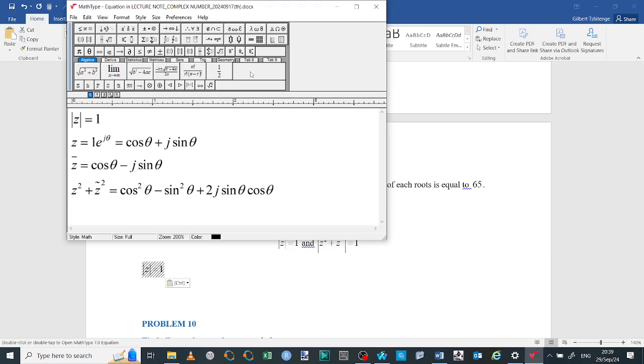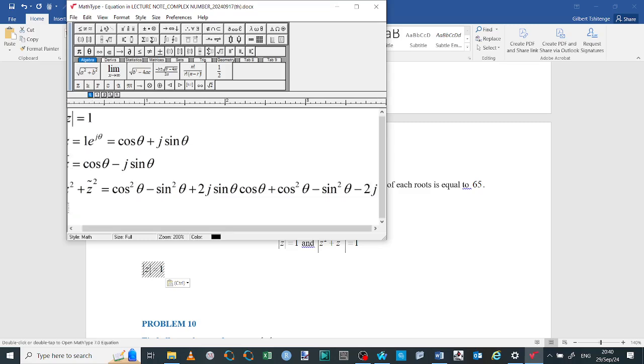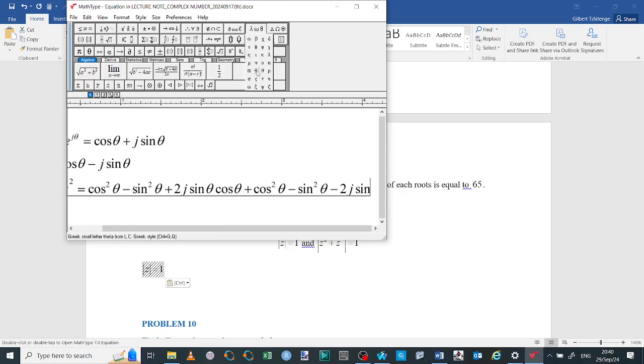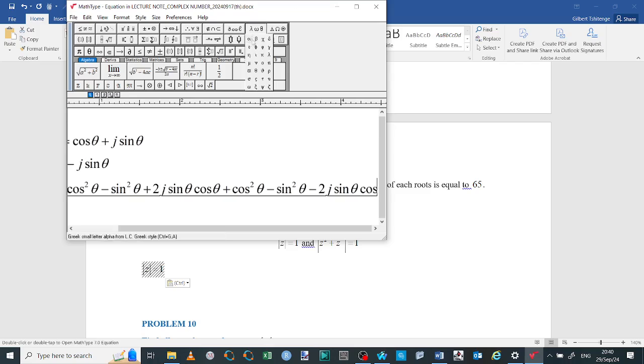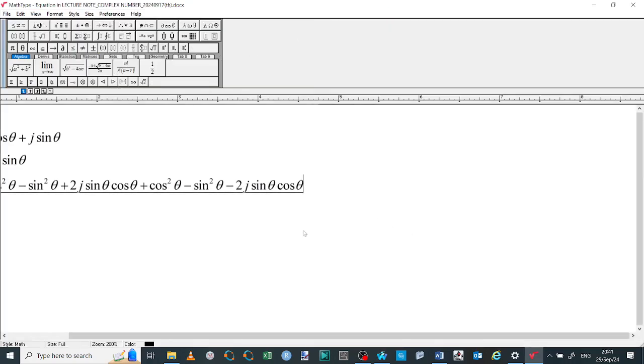This is the same as saying that I have this quantity, but I won't do it now, plus cos squared theta minus sine squared theta, sorry folks, and minus 2j sine theta cos theta. Okay, that's what we have there.